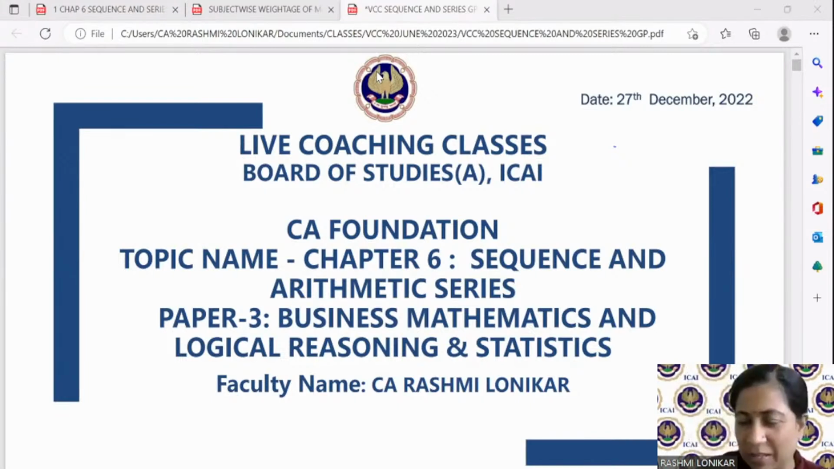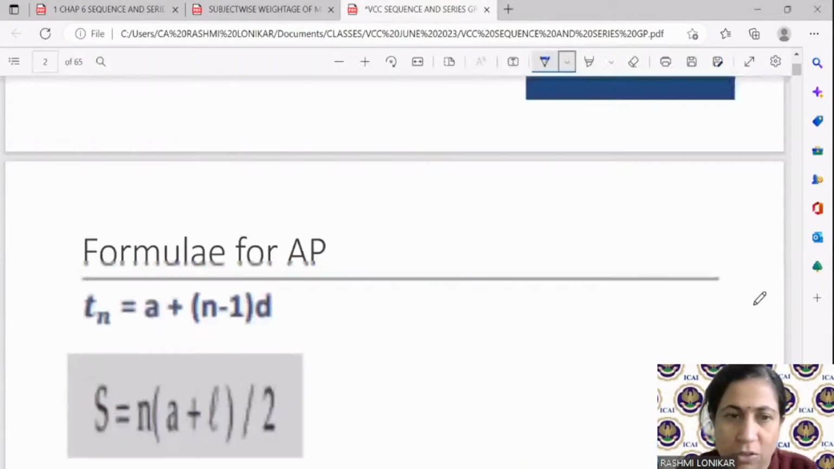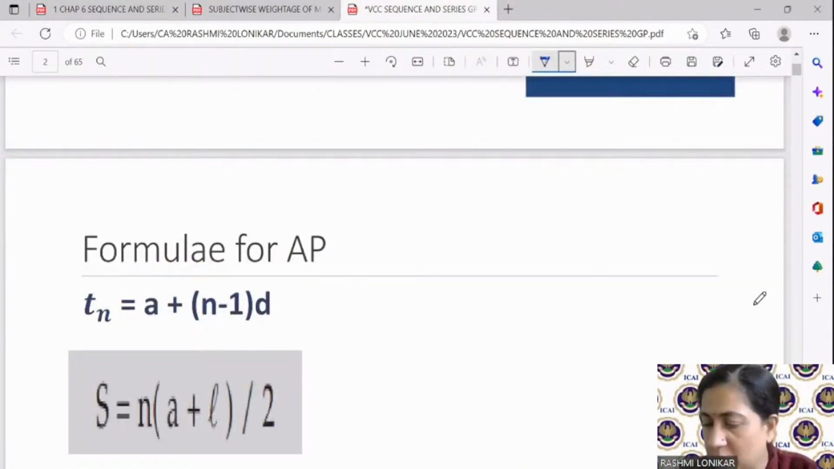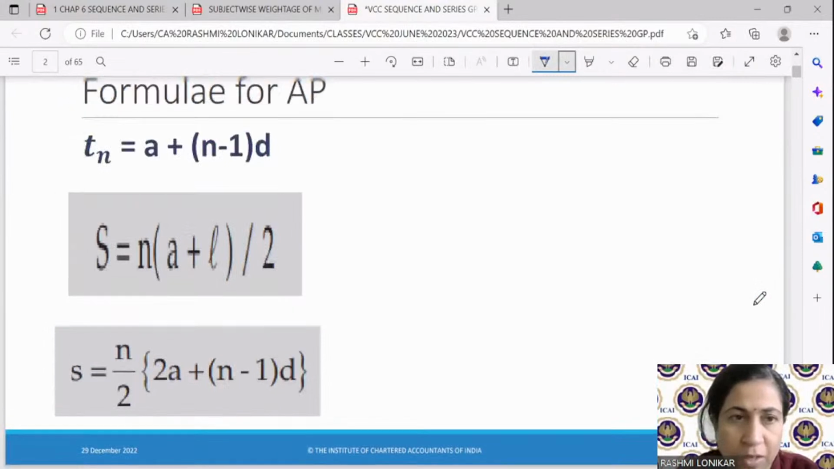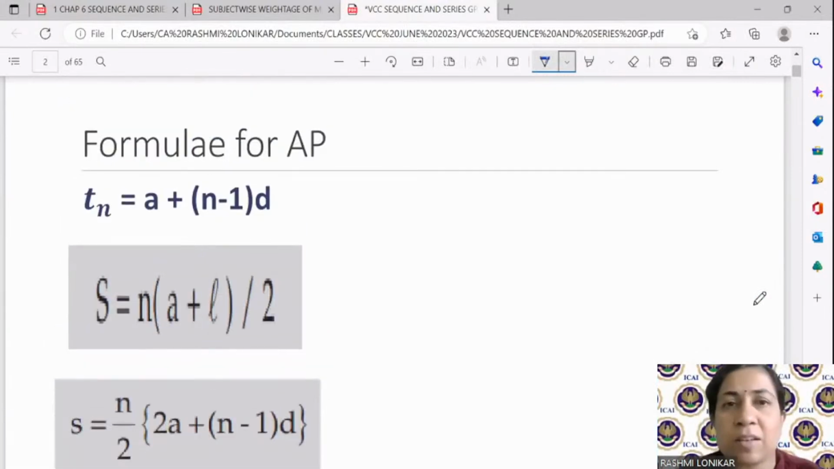So let us begin. And before we begin, let us just quickly recap arithmetic progression also. Why do we need that? Because many times you will have sums which will contain an AP and GP together. So if you remember, what is the nth term for an AP? It is given by a plus n minus 1 into d, where a is the first term, n is the number of terms in the series and d is the common difference.